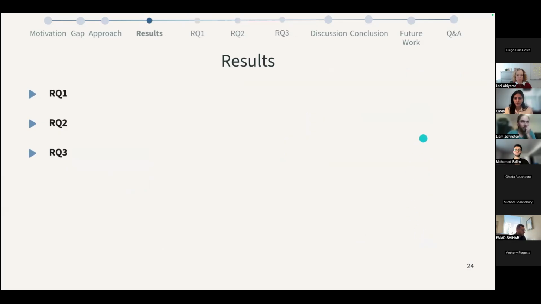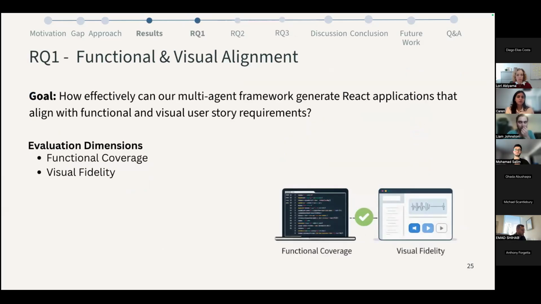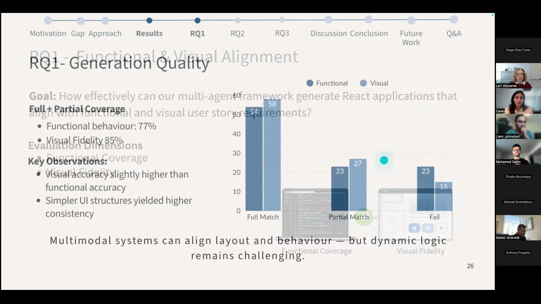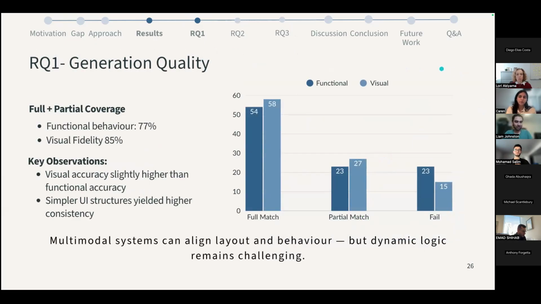Now we can discuss the results of each of the RQs. So just as a reminder, the first research question was focusing on the generation quality. We evaluate how effectively the system produces applications that align with both functional requirements and visual designs. To measure this, we use two evaluation dimensions, the functional coverage and the visual fidelity. For the results, we saw that the system can achieve meaningful alignment between functionality and visual design. On average, models achieved 54% full functional coverage and 58% full visual fidelity.